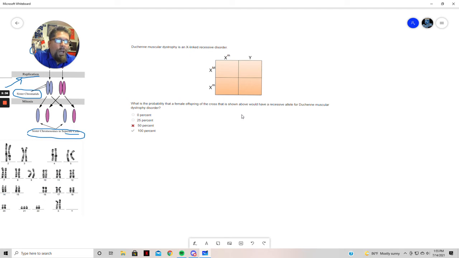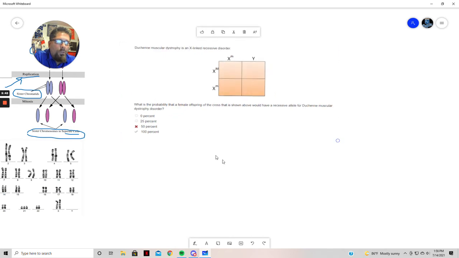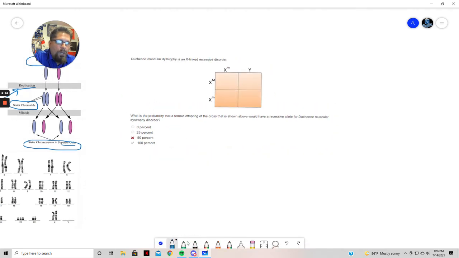I think what happened is you were looking for the percent of the female offspring to have Duchenne muscular dystrophy disorder. But in essence, that's not what the question is asking you. The question is, what is the probability that a female offspring shown above would have, and I'm going to put a box, would have a recessive allele.